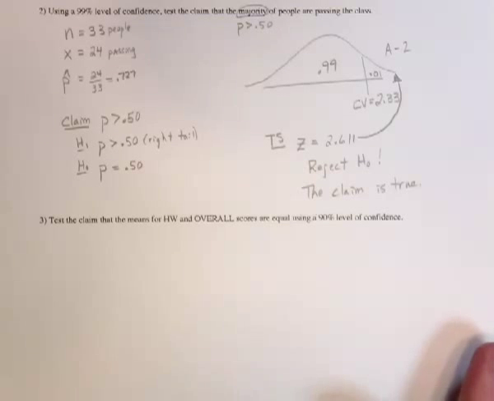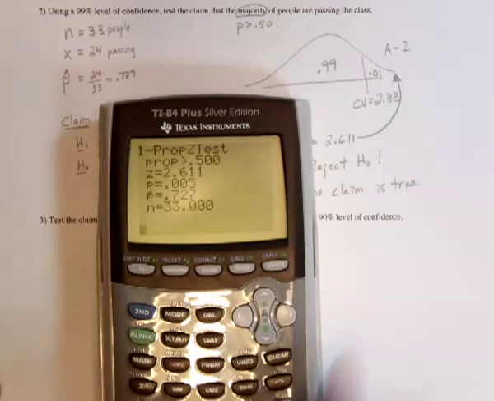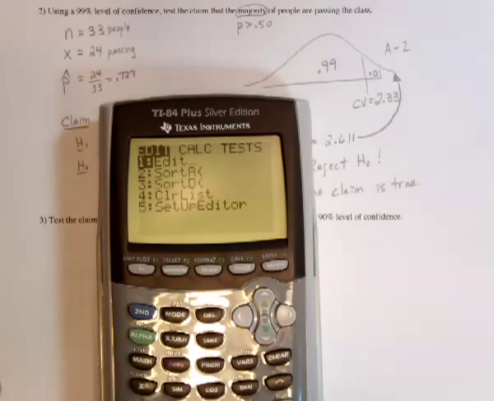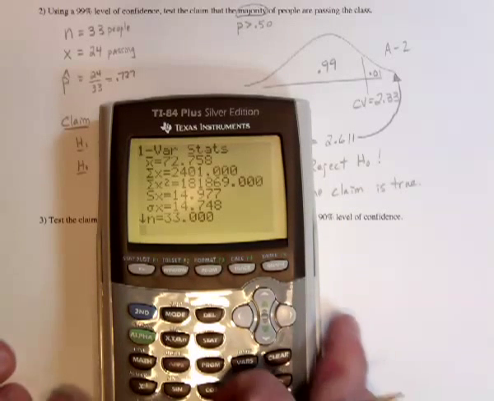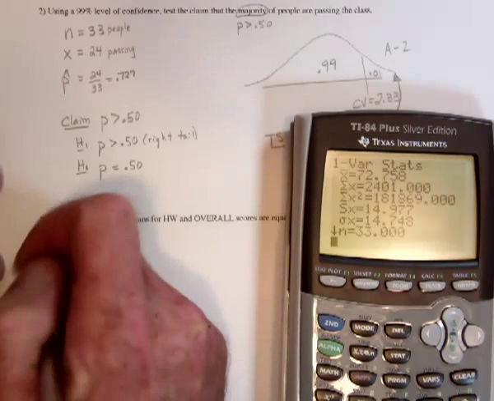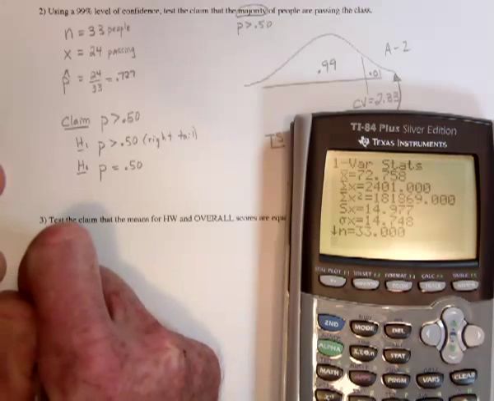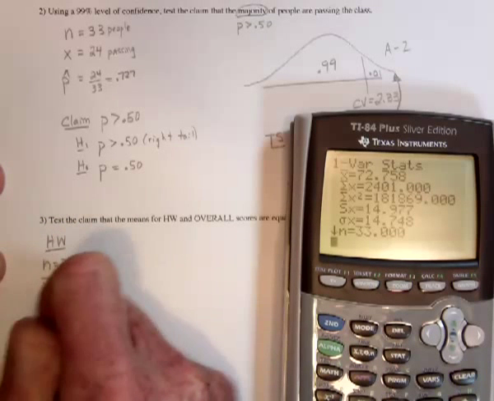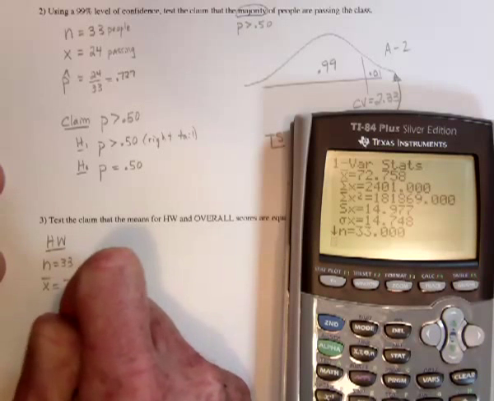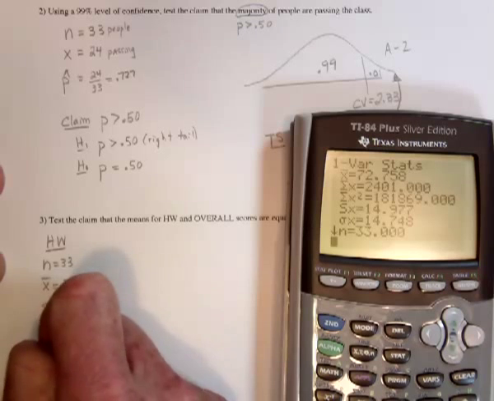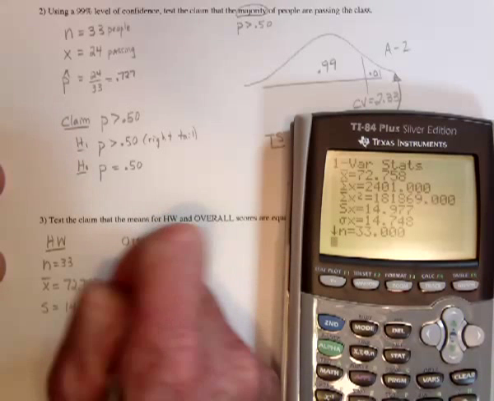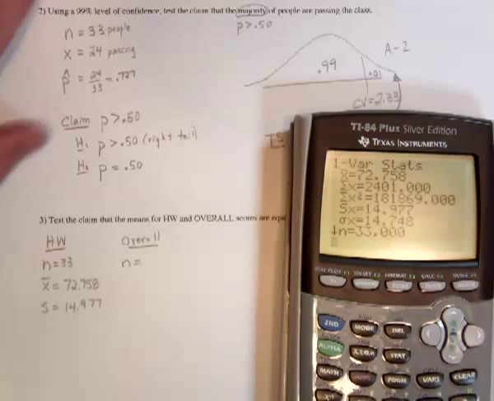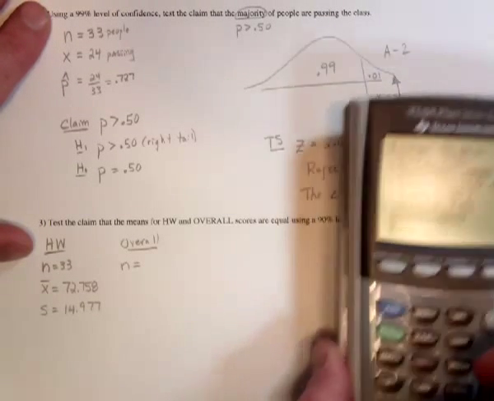So the next part is now test that the two are equal. So you may remember I've got the scores in list 1 and list 2. So I need to find out the mean and standard deviation for list 1, which is the homework scores. So also write down the data. N equals 33 and the mean is 72.758. The standard deviation is 14.977. And then for the overall, well, I actually have that at the top of the page, so I'm just going to use that.